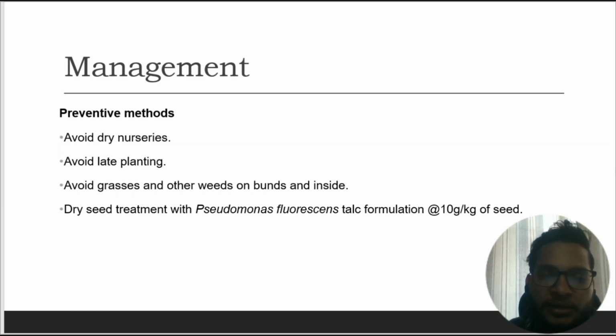Talking about the preventive methods: avoid dry nursery, avoid late planting, avoid grasses or other weeds on bunds, and treat seeds with Pseudomonas fluorescens at 10 grams per kg of seeds.